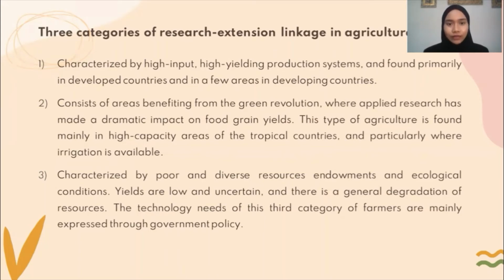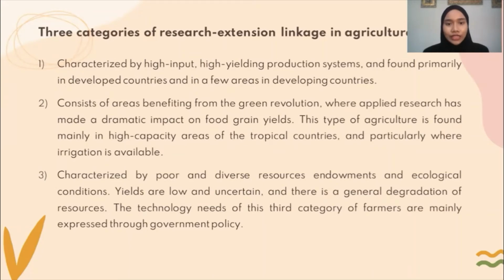In the third category, which is characterized by poor and diverse resources in domains and ecological conditions, the most urgent need is to strengthen the research extension linkage. These areas are characterized by low and uncertain rainfall, lack of irrigation, and poor infrastructure. Yields are low and uncertain, and there is a general degradation of resources. However, the potential for increasing agricultural production is high and unexploited.